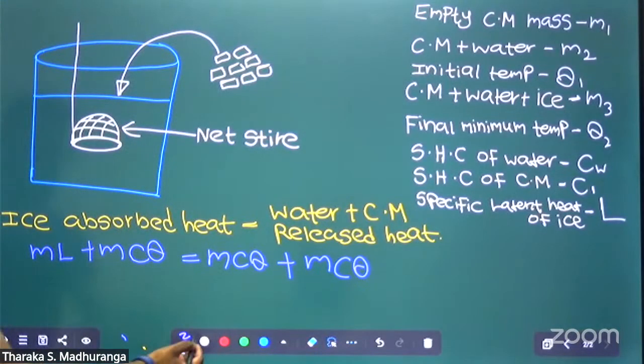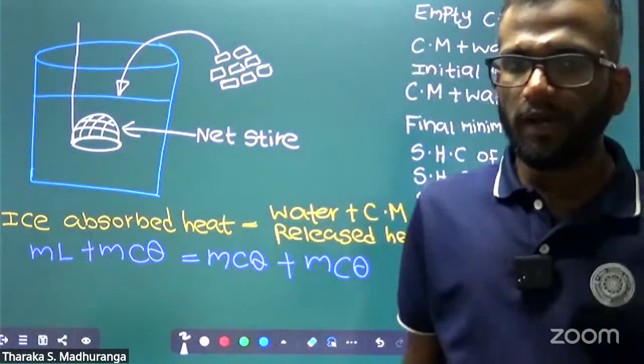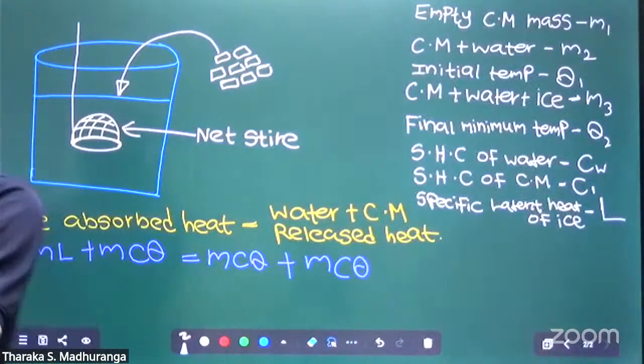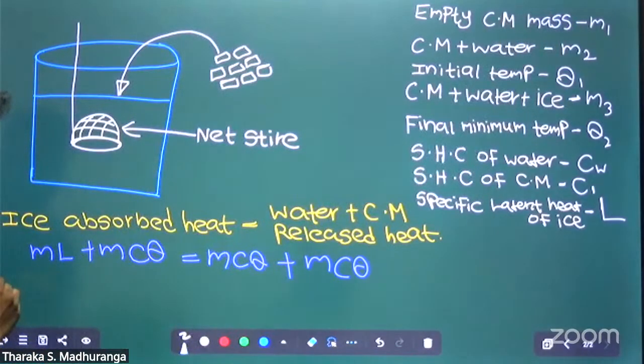Okay, then we can get the values for this equation. The mass of the ice. Mithun, what is the mass of the ice according to the data obtained in the experiment? Very good, m3 minus m2.